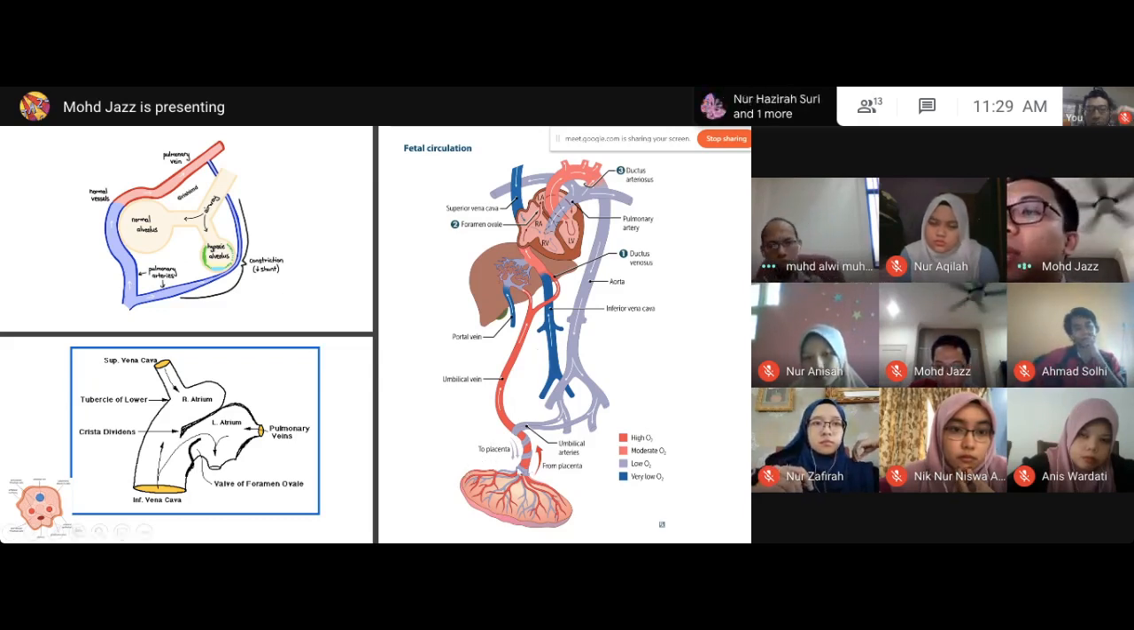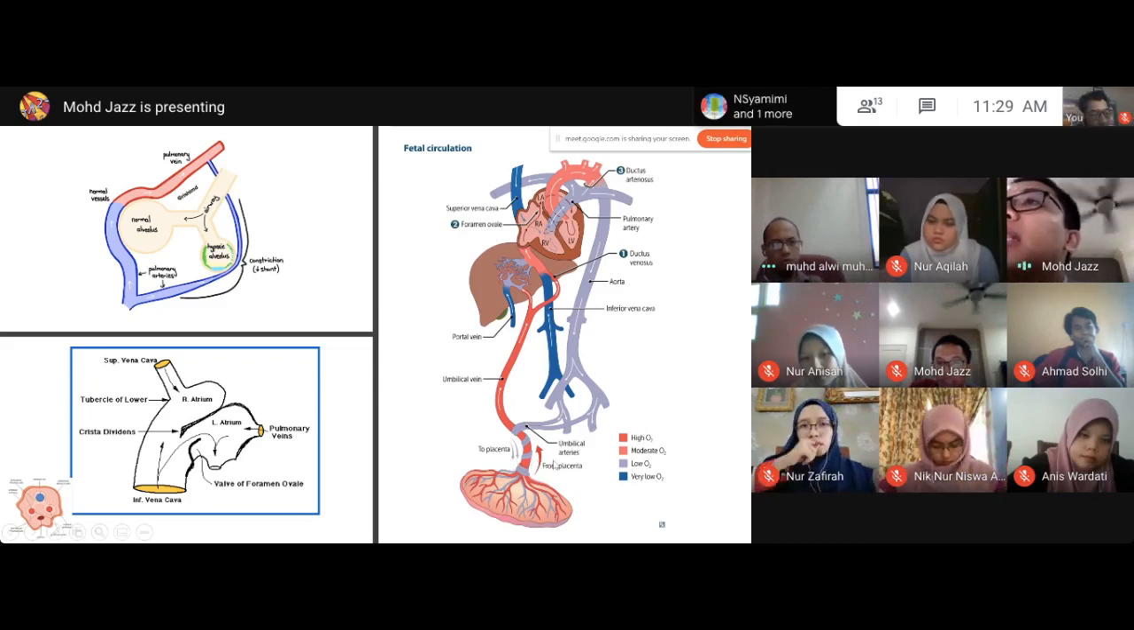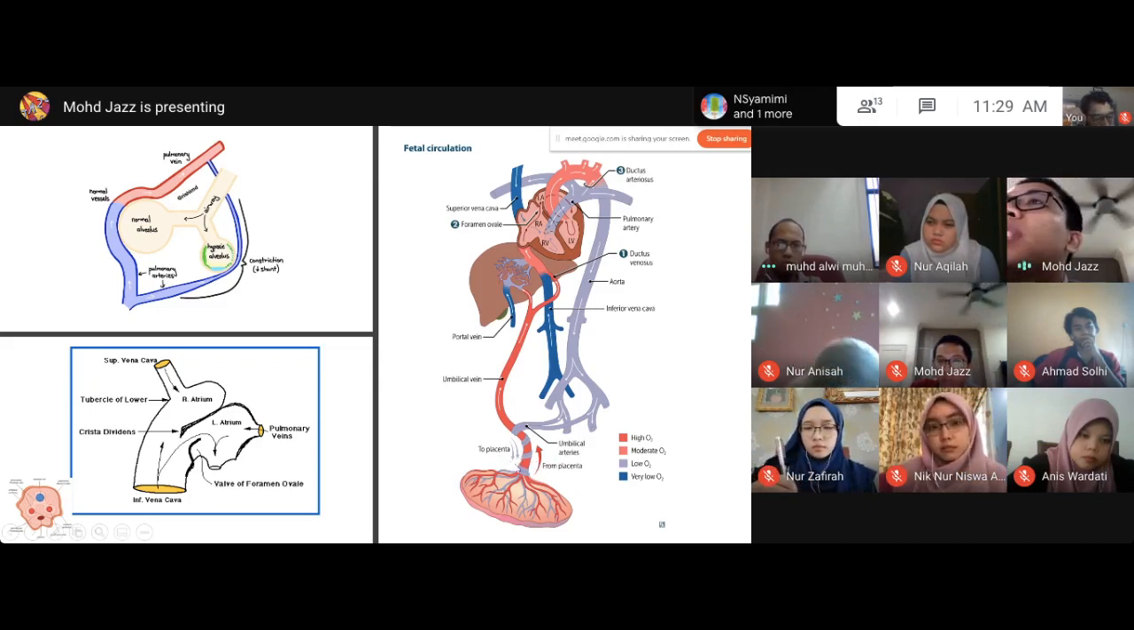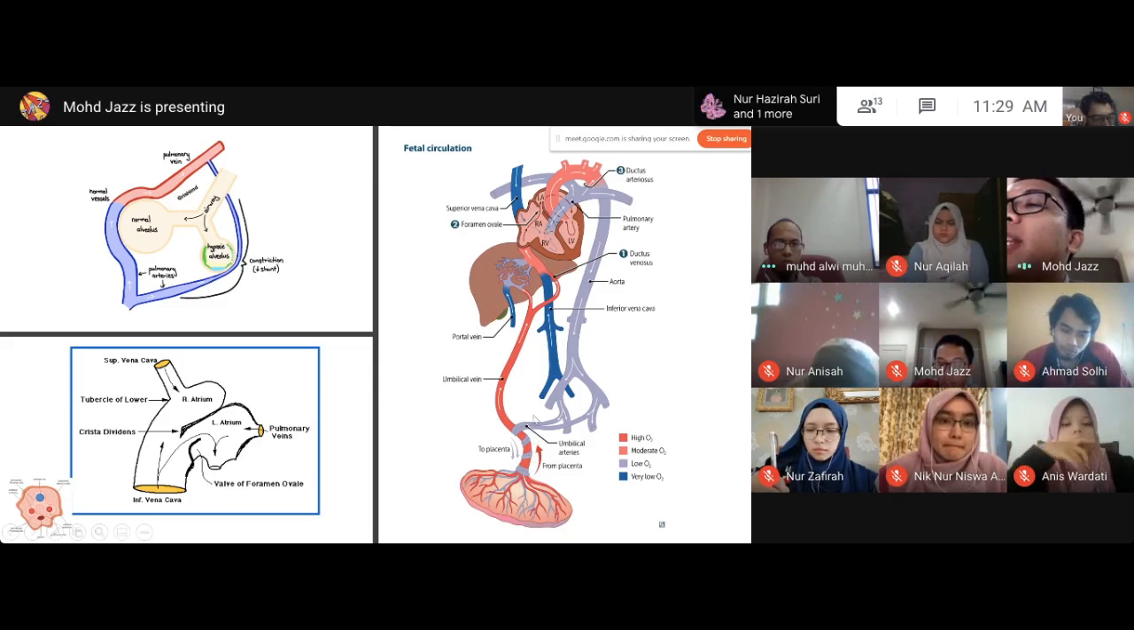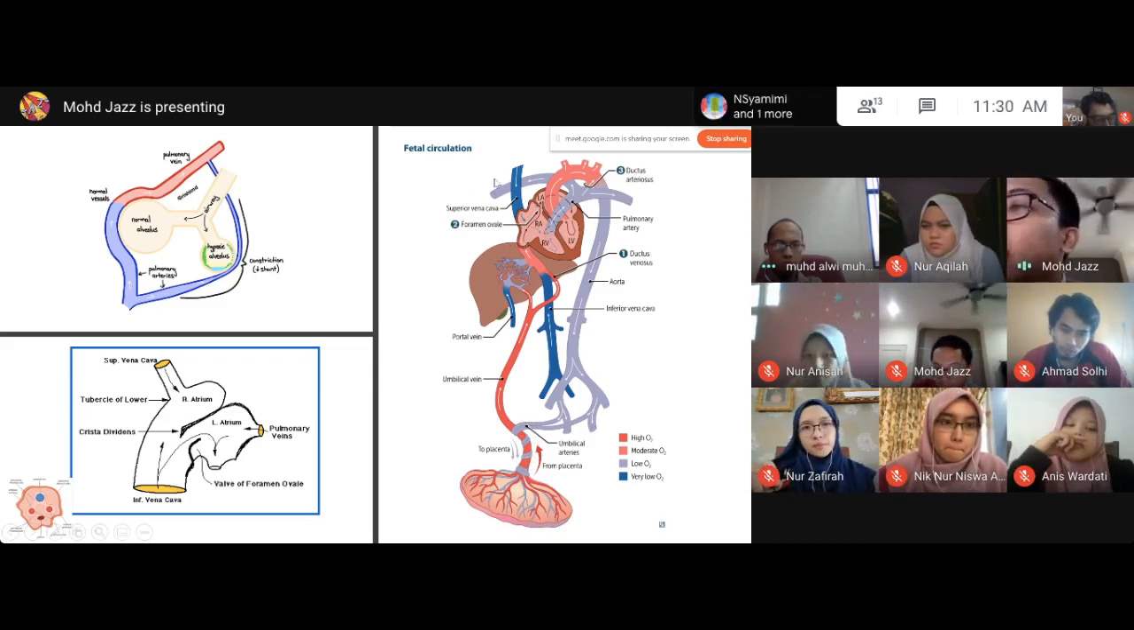Okay, why is that a key feature? Because once there is clamping, you reverse the whole circulation. In a sense, you reverse the whole pressure gradient. Previously, during the fetal circulation, the pressure gradient here is rather low, which facilitates blood flow, whereas the pulmonary vasculature is high, which makes blood go through the ductus instead.